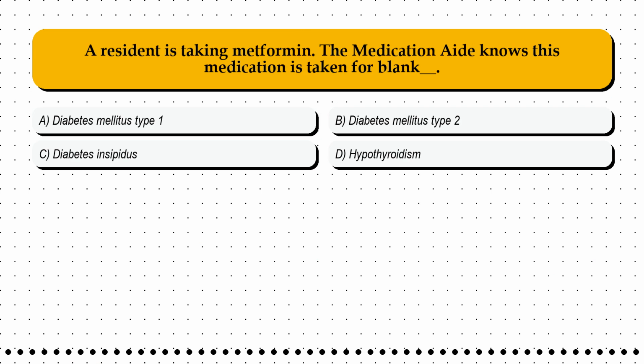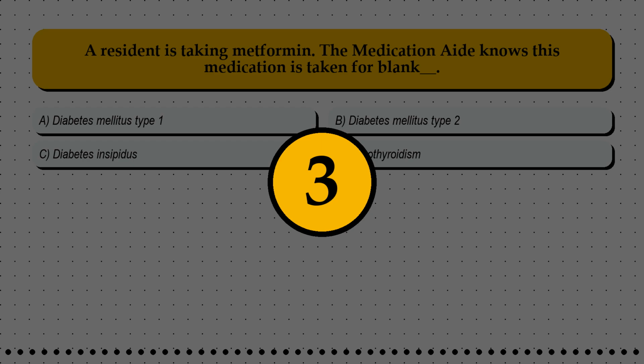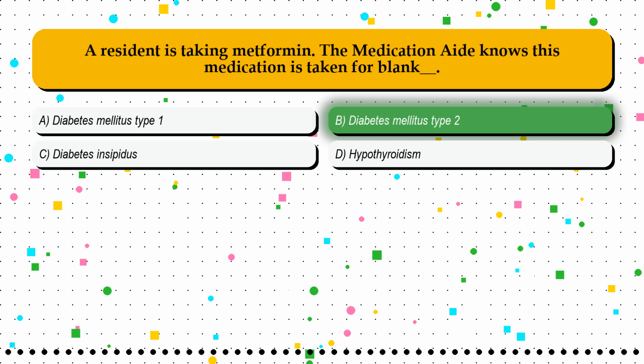Question 266. A resident is taking metformin. The medication aide knows this medication is taken for blank. Option A, diabetes mellitus type 1. Option B, diabetes mellitus type 2. Option C, diabetes insipidus. Option D, hypothyroidism. The correct answer is option B, diabetes mellitus type 2.